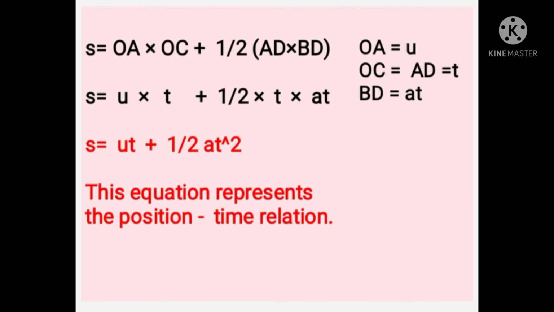Substituting OA equal to u, that is the initial velocity, OC equal to AD equal to t, that time interval, and BD is equal to at, that is from the velocity time relation. So we can substitute all the values in the equation OA into OC plus half into AD into BD. We will get s equal to u into t plus half into t into at, which is equal to ut plus half at square. This is the equation for position time relation.